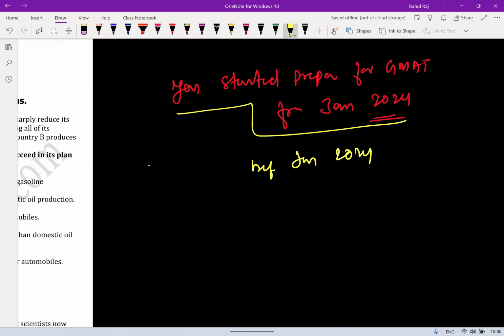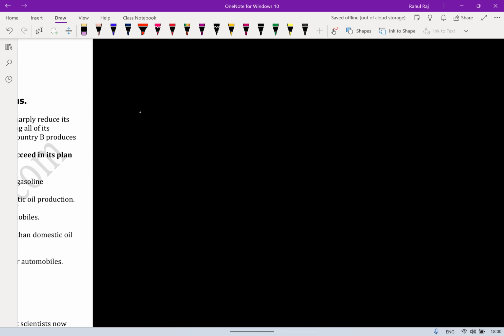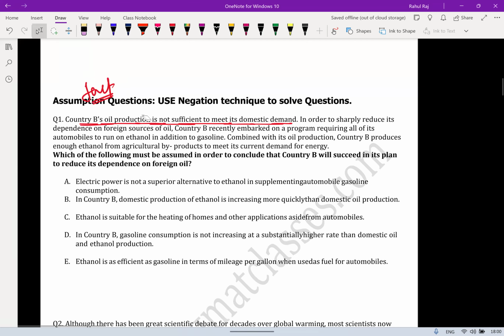So inference is nothing but your understanding. What is your understanding by reading a statement? And this understanding should develop, guys, for sure. Agreed? So inference is simple, that you have never prepared for GMAT before January 2024. Not that you started studying or you are studying for 2 hours, 5 hours. Please, guys, until you don't speak, I won't be able to clear anything.